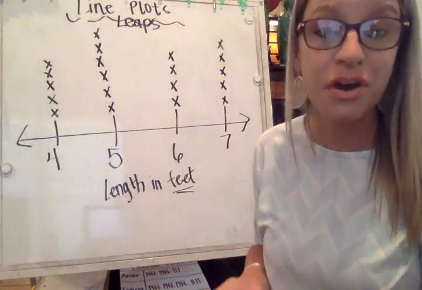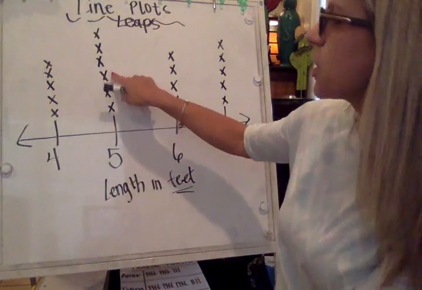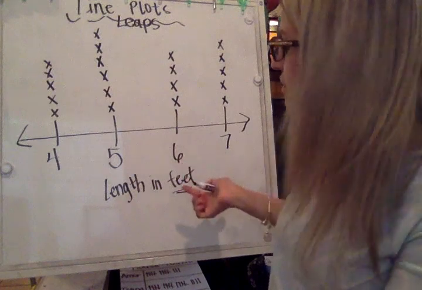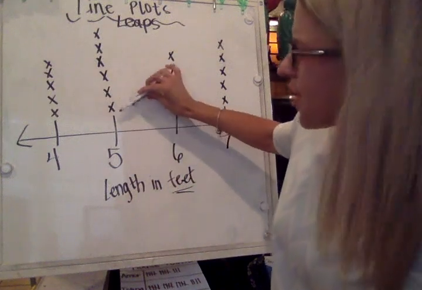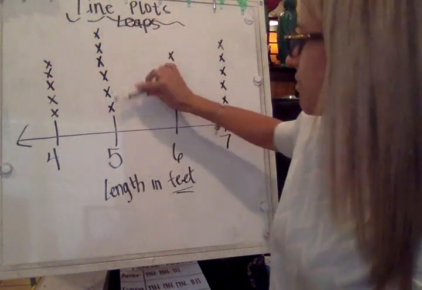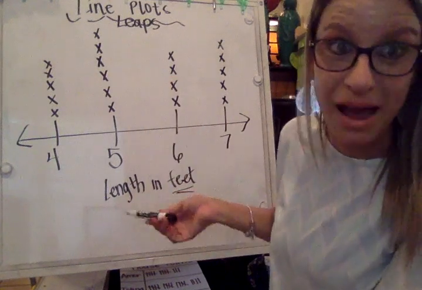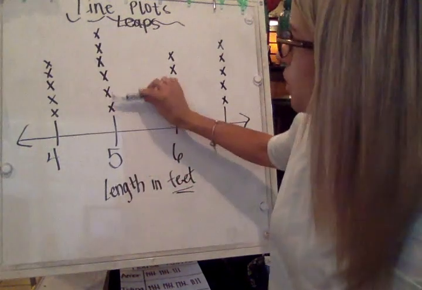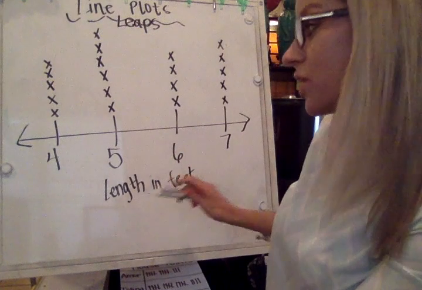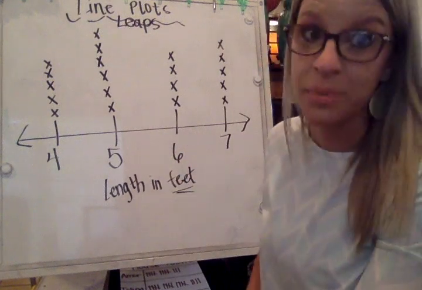That tells me that there are a lot of people. Remember, each of these marks were different people that had done the leap. There are a lot in this group of 5 feet. So that means most of the people jumped 5 feet. 1, 2, 3, 4, 5, 6 people are in the category of jumping by 5 feet.